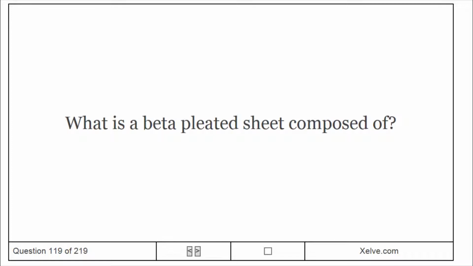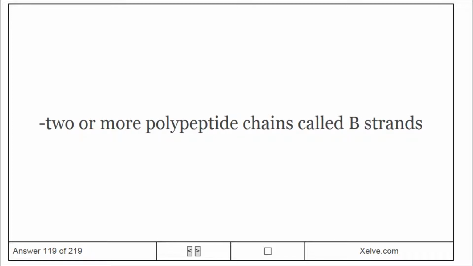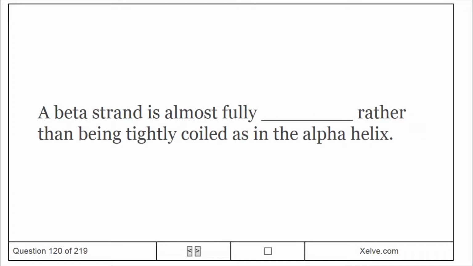What is a beta-pleated sheet composed of? Two or more polypeptide chains called beta strands. A beta strand is almost fully extended rather than being tightly coiled as in the alpha helix.